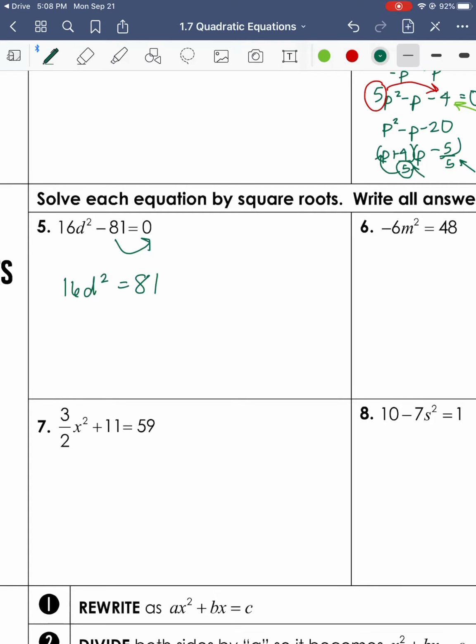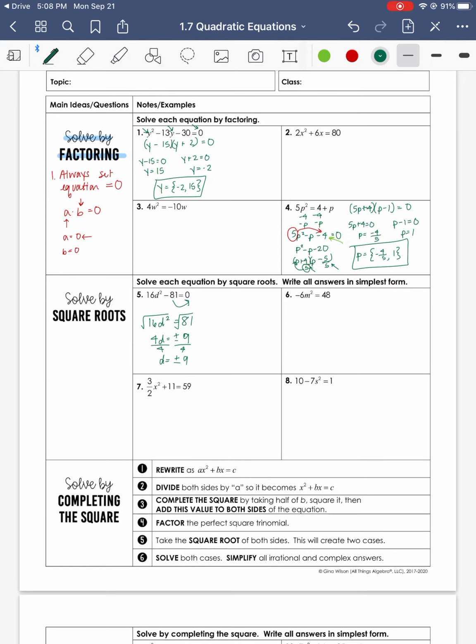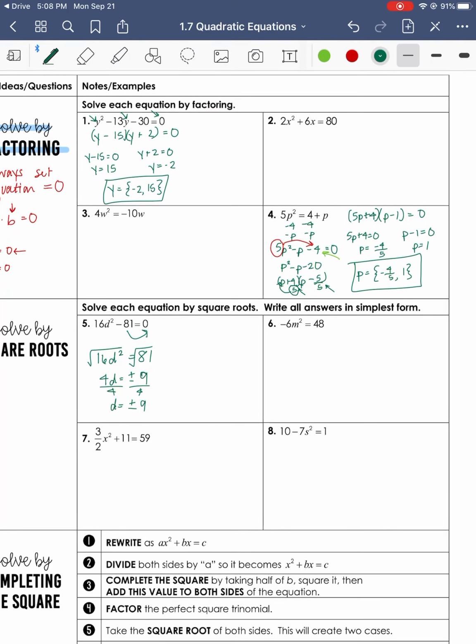You can either take the square root of both sides now, or you can isolate the variable now. I'm just going to take the square roots of both sides, and we're going to be left with 4d is equal to plus or minus 9. Okay, and then we will divide each side by 4, so we'll have d is equal to plus or minus 9 over 4.